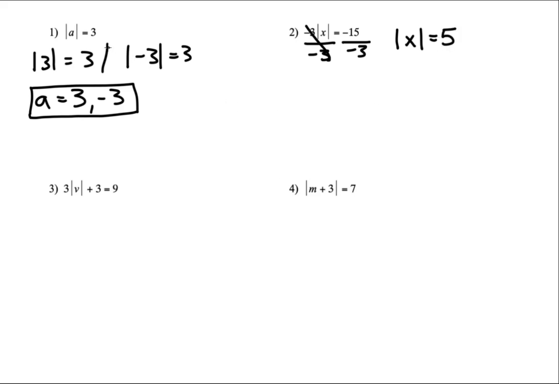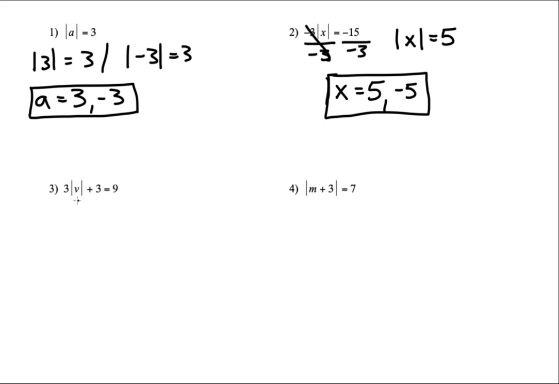And so now it's looking a lot like this one over here, where what could x be that would make this 5? Well, if x is equal to 5, the absolute value would be 5, or x could be equal to -5. In either case, the absolute value is going to be 5, so our answer is going to be either 5 or -5.